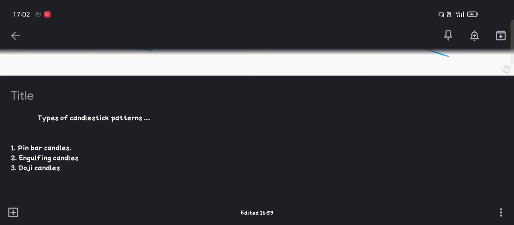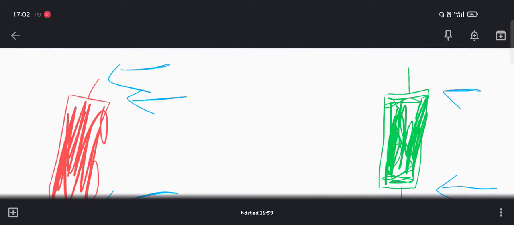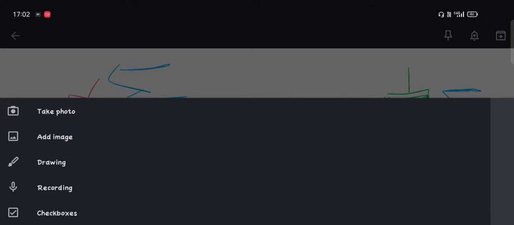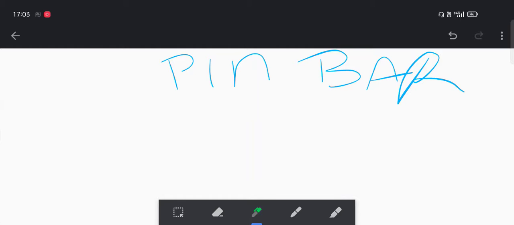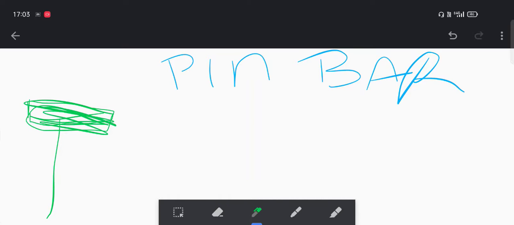So first of all, let's see the first type of candlestick patterns. The first one is the pin bar candle. How this pin bar candle forms is that it will have a very little body, but it will have a long tail. So this is how it works.